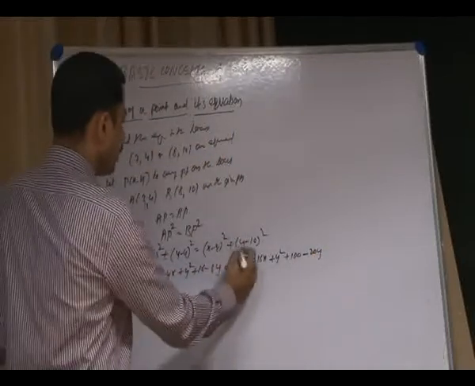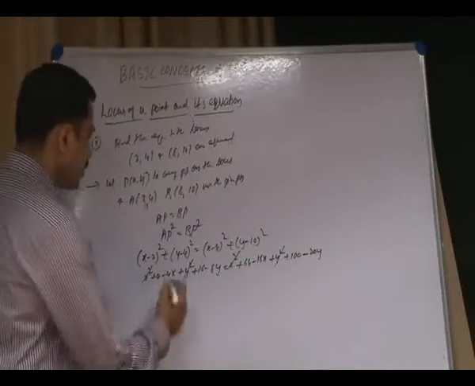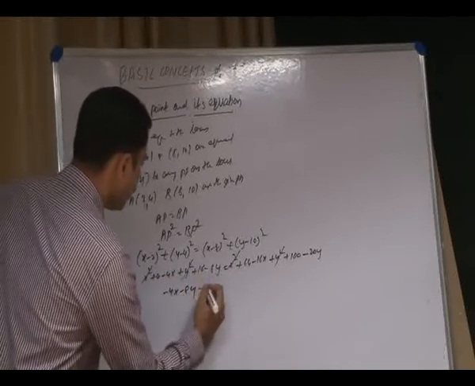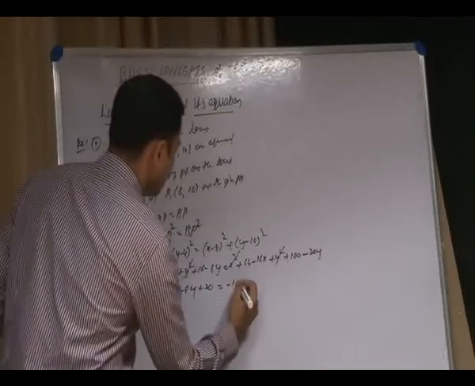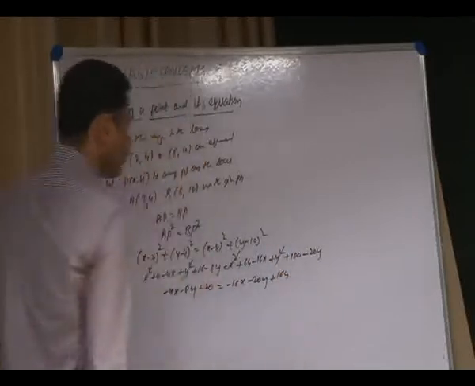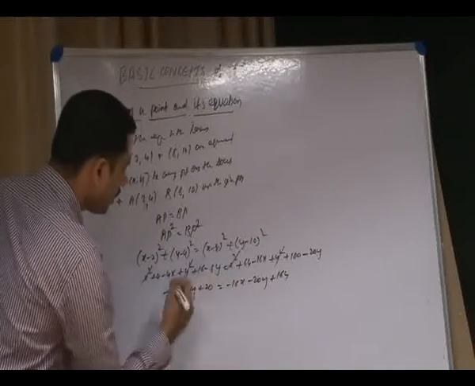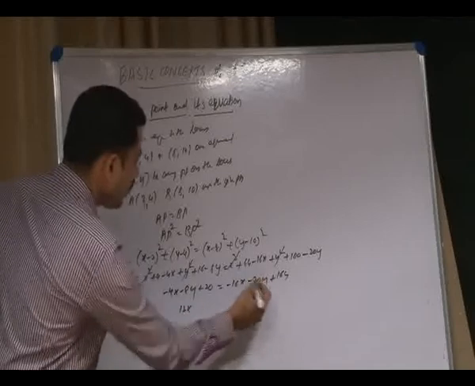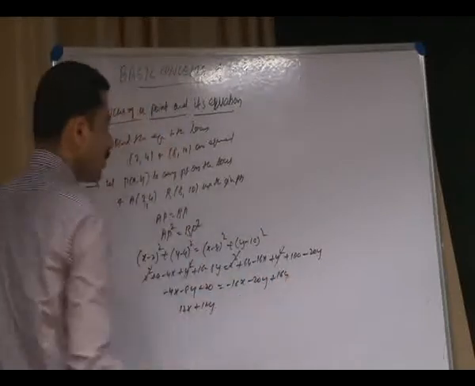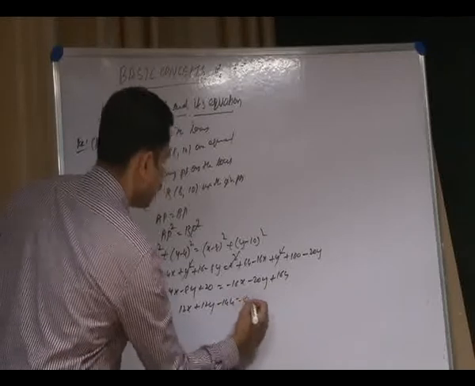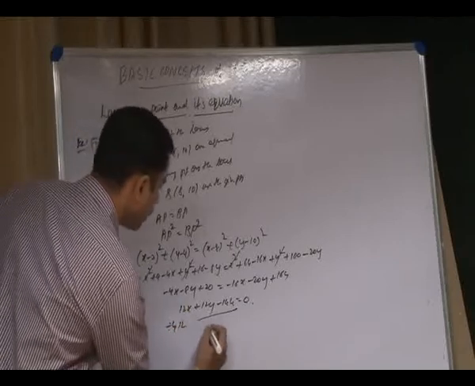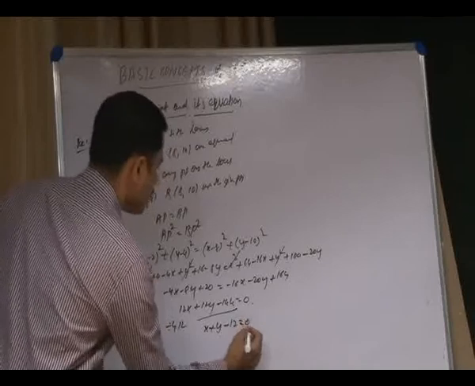So in this, x² cancels, y² cancels. So here -4x - 8y + 4 + 16 + 20 is equal to -16x - 20y + 64 + 100, that is 164. If we transfer this to the other side, plus 16x minus 4x means 12x, plus 20y minus 8y, that is plus 12y, plus 20 minus 164, that is minus 144 is equal to 0. That is the equation to the locus. Dividing by 12, you can write this equation as x plus y minus 12 is equal to 0, both are the same.